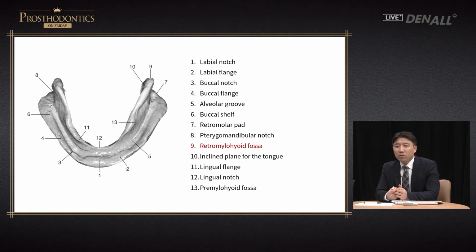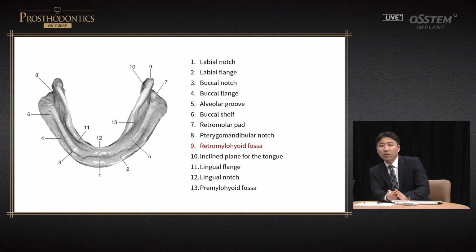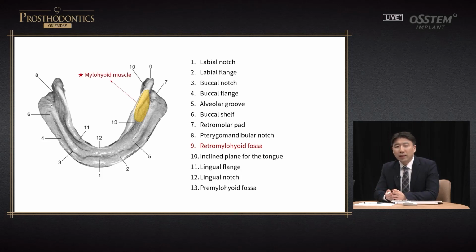This is the anatomical structure behind the muscle of the joint. Number 10 is the mylohyoid ridge muscle. After that is the retromylohyoid fossa. There's a slight undercut that we can utilize. I'm going to explain about it later.